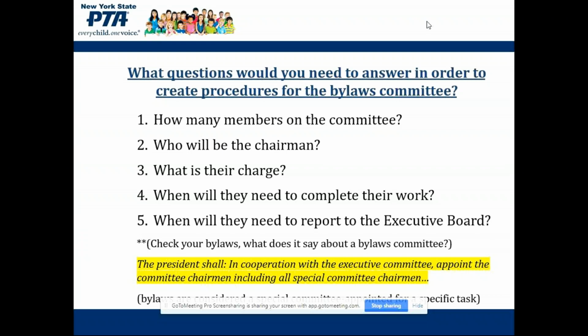When will they need to complete their work? You need to give them a time frame, especially if your bylaws are expiring, let's say on January 1st, 2019. You need to get started ASAP on getting those bylaws renewed. When will they need to report to the executive board? Okay, because they'll report to the executive board and then you'll bring it to the general membership for a vote.